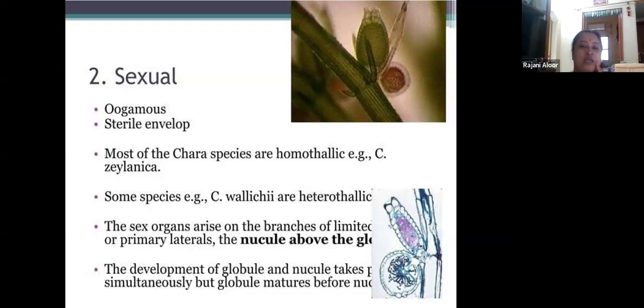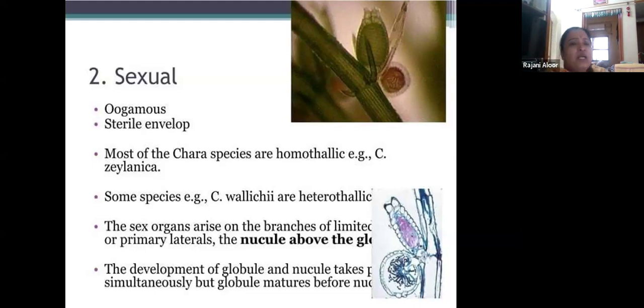And the sex organs. The expected question here is that you should learn the names of the sex organs by heart. The sex organs arise on the branches of limited growth, the primary laterals. Here there are two sex organs, the nucule and the globule. Commonly, what is the male sex organ name? Antheridia, and the female sex organ is called archegonia.